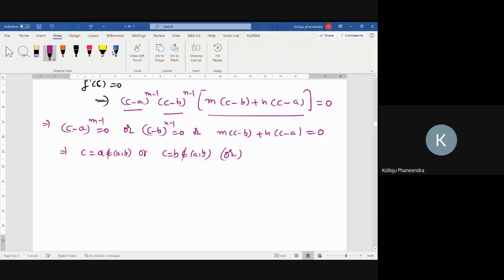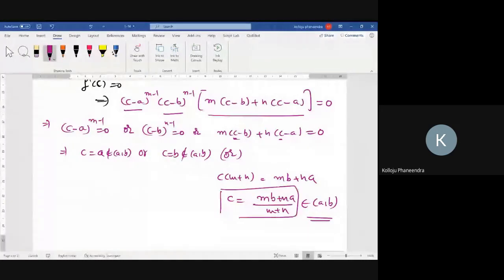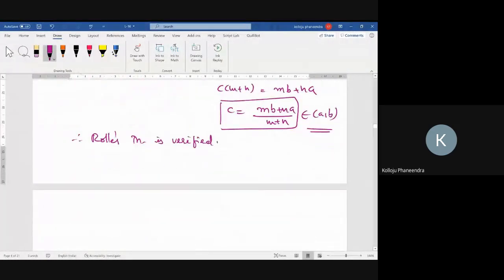This is, I need c value. So c common, (m plus n) will be there, and remaining terms onto that side. That is mb plus na. So c is nothing but (mb plus na) by (m plus n). It is the point which lies between a and b. This is the value of c. Therefore, Rolle's theorem is verified. This is one problem. Okay. Next one, second one.